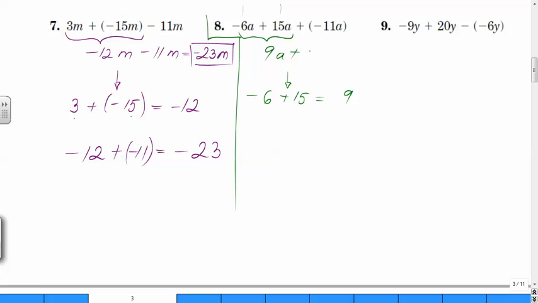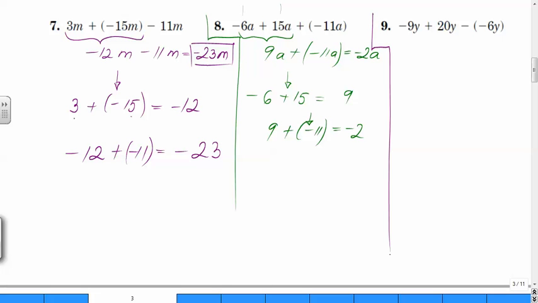Next, you add negative 11a to it. Once again, we have different signs. 9 plus negative 11. You will subtract the smallest number from the largest number, I mean the smallest absolute value from the largest absolute value. 11 minus 9 is 2, but then you keep the sign of the largest one, which is negative 2. So that way the answer here will be negative 2a. Questions? Let me know. Okay, next one.